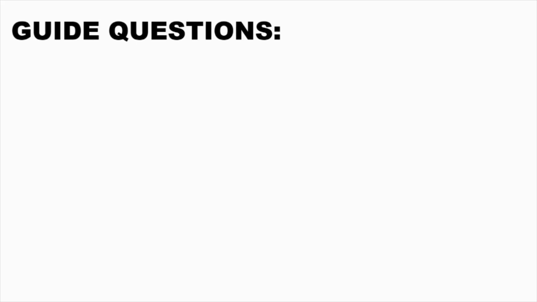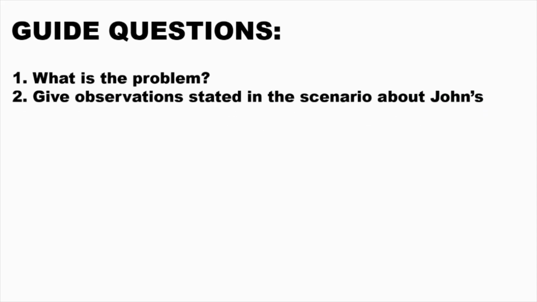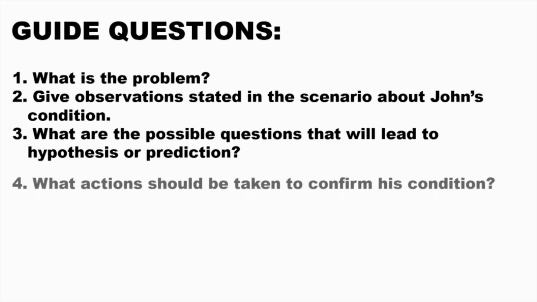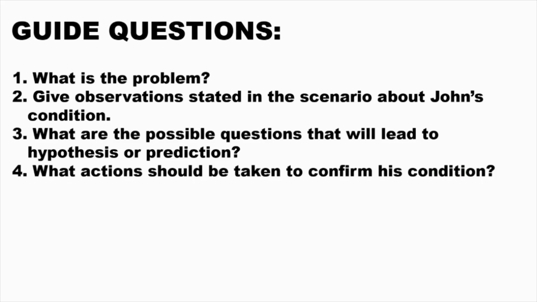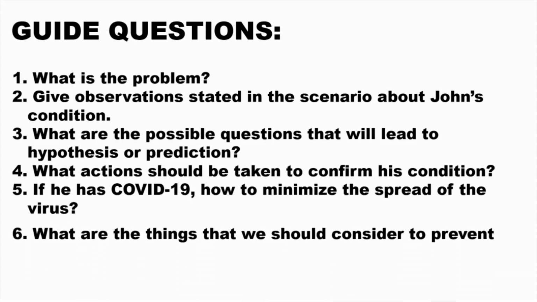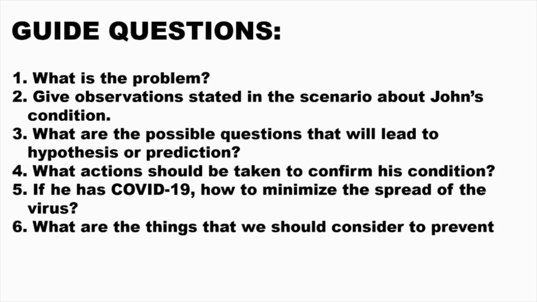These are the guide questions. Number 1, what is the problem? Number 2, give observations stated in the scenario about John's condition. Number 3, what are the possible questions that will lead to a hypothesis or prediction? Number 4, what actions should be taken to confirm his condition? Number 5, if he has COVID-19, how to minimize the spread of the virus? And number 6, what are the things that we should consider to prevent COVID-19?